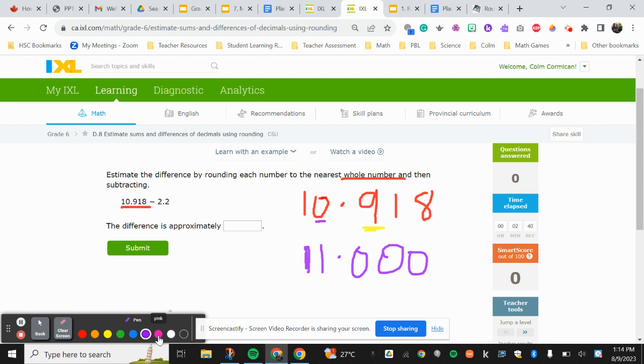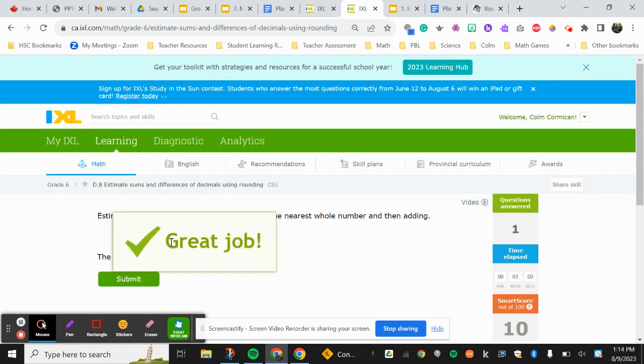Similarly, I have to round the other number, in this case 2.2, to the nearest whole number. And again, I pay attention to the 10th column, which tells me that it stays as a 2. So I end up with 11 subtract 2. And 11 subtract 2, mentally I can do that easily, which is 9. Submit my answer, and I'm good.